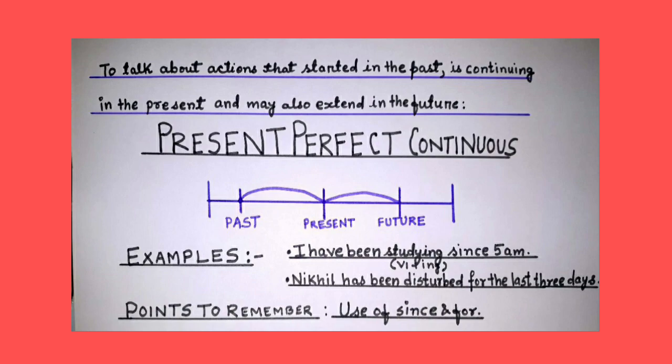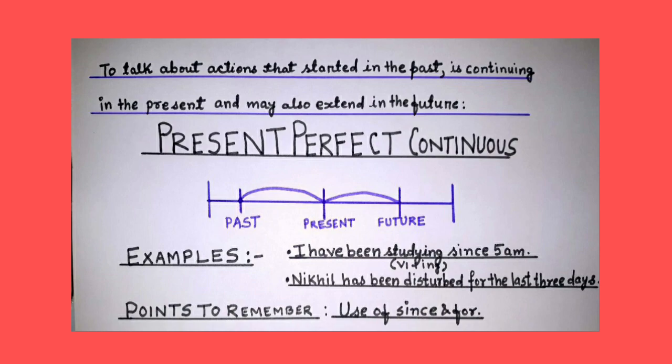Moving on to the next application of tense. Tense also helps us to know about those actions that started in the past, are still continuing in the present, and may also extend in the future. I repeat, tense helps us to know about those actions which started in the past, are continuing in the present, and may also extend in the future. So, in order to do all these functions, we require present perfect continuous tense.